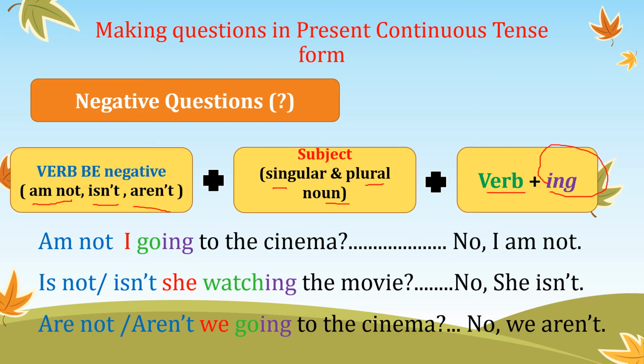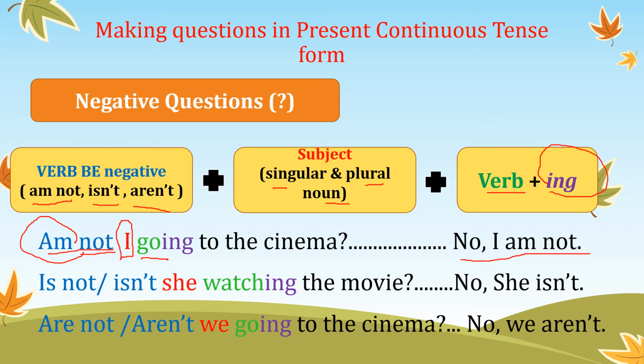For example, the first one, we use am not, because we start with verb be negative. Am not, and then followed by subject I. Am not I, verb go plus ing. Am not I going to the cinema? So the expected answer should be you start with no. No, I'm not.